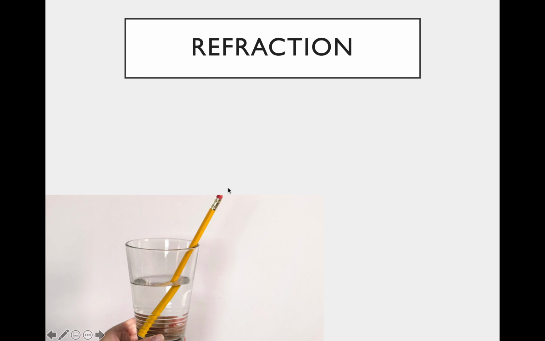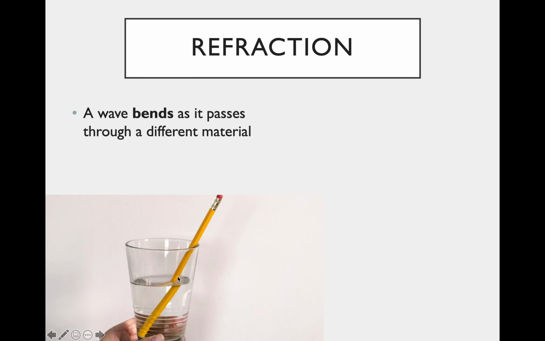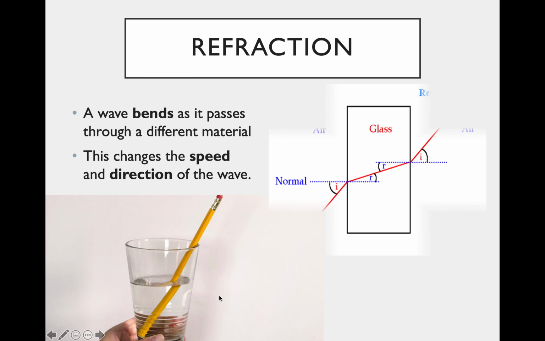Refraction simply means bending. Look at this. This pen is going this way, but it looks like it's over here. This is because the light has bent and changed direction as it goes from the air into the water. So this changes the speed and direction of the wave. Same thing will happen here, it will bend, and then going into glass, it will bend when it goes back into the air.